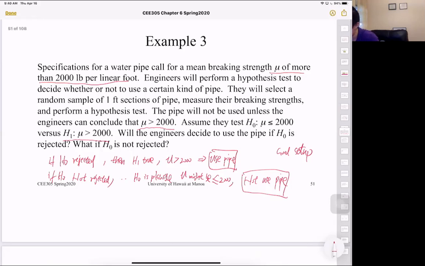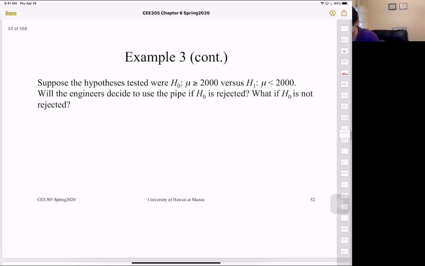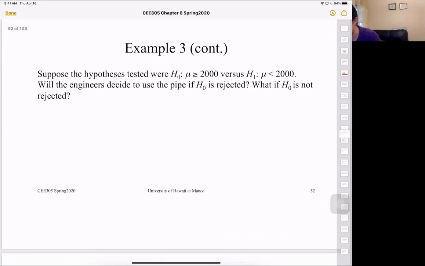Okay. The next one is a bad setup, the same question, but we set up as this. So H0 is mu larger or equal to 2,000. So the equality line also goes with H0, that's good. But this is H0 is mu larger or equal to 2,000, and H1 is less than 2,000 for the mean value. Okay, so let's see whether the engineer can decide to use the pipe or not.